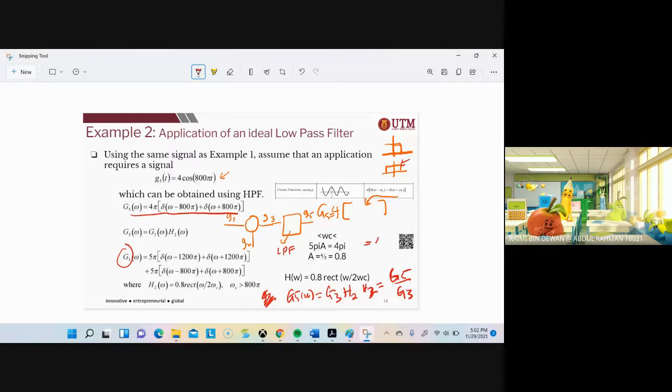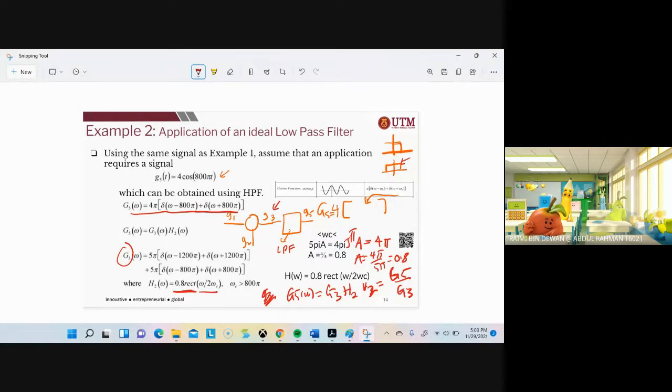This one is the output. You want it to be 4 pi. And then your G3 is here, which is 5 pi. The gain of the filter is 4 pi over 5 pi. So you have 0.8. Am I correct? 0.8. So that's why you have 0.8 here.